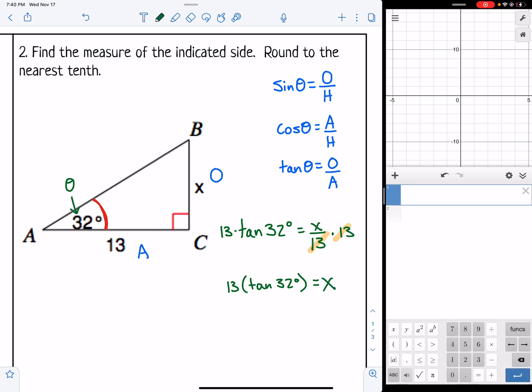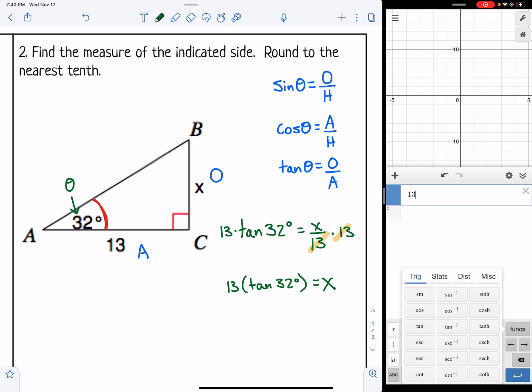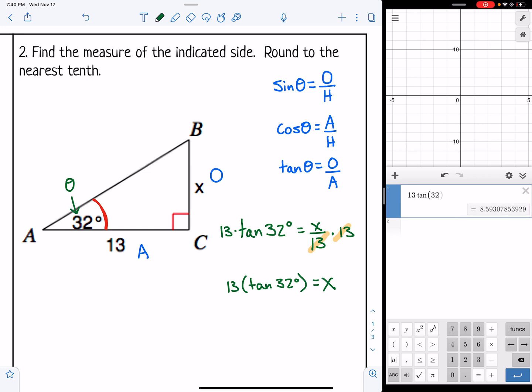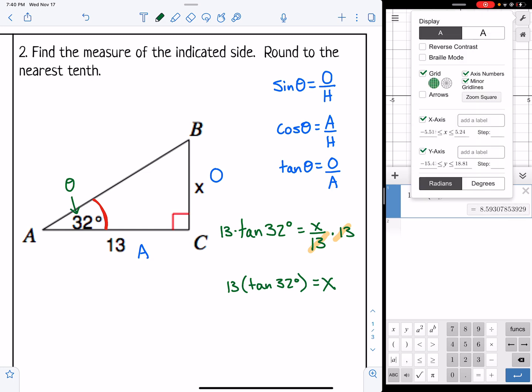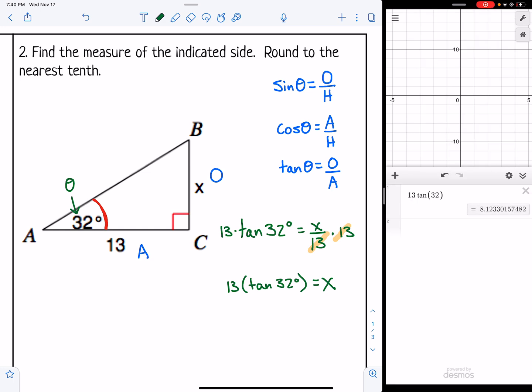So in your calculator, in Desmos, you can type 13 and then go to the trig menu. Click tangent of 32. But make sure it's in degrees, because 32 is in degrees. And so you want that to give you your answer correctly. So 8.12 approximately, or they said round to the nearest tenth, so just 8.1 would be a good answer for number 2.